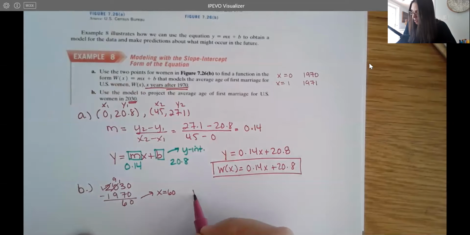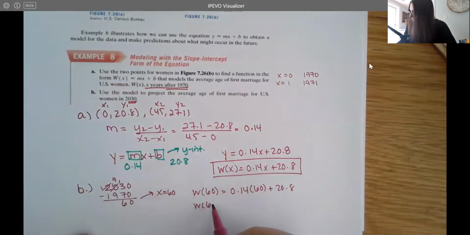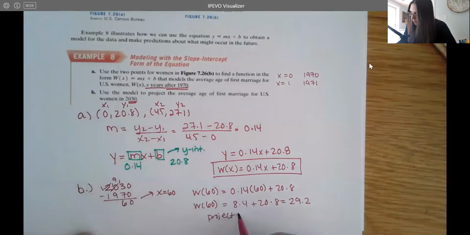So I'm going to take my function, I'm going to plug in 60. Anytime I see an x, I'm just going to replace it with that 60. When I multiply this together, I get 8.4. And then when I add these together, I get 29.2. So we are going to project the average age to be 29.2 years old.